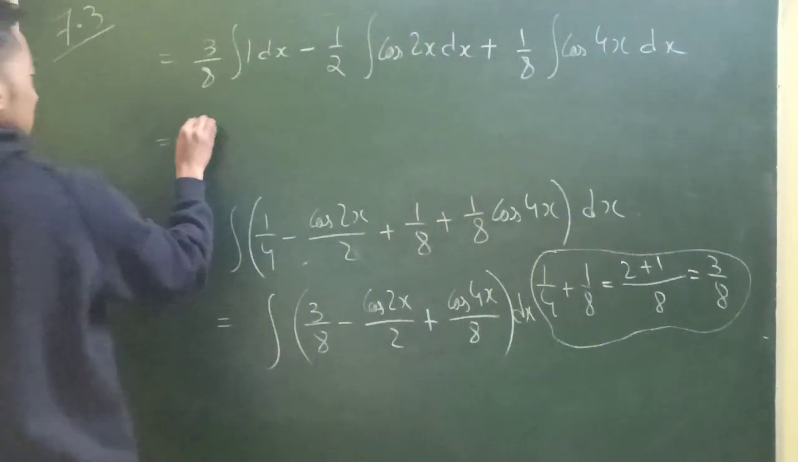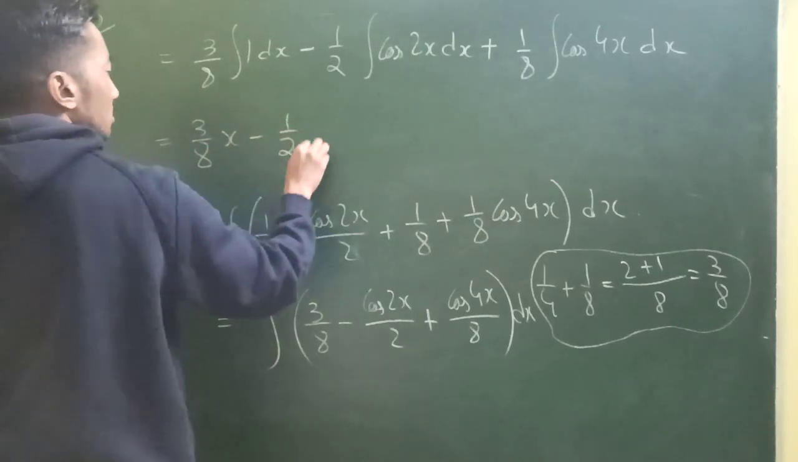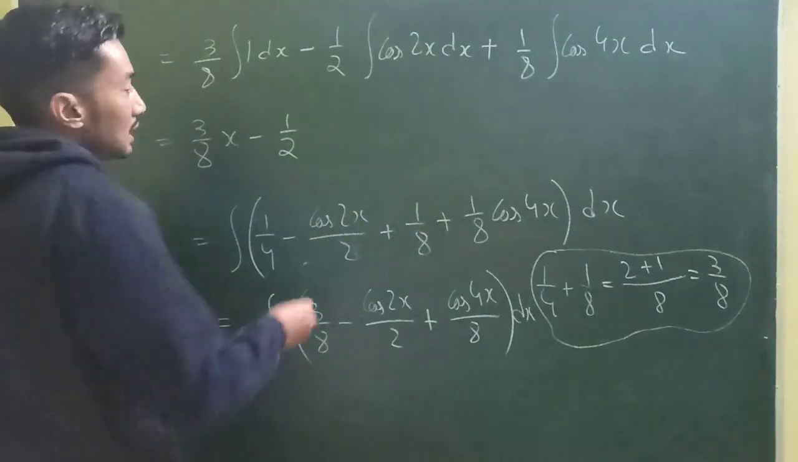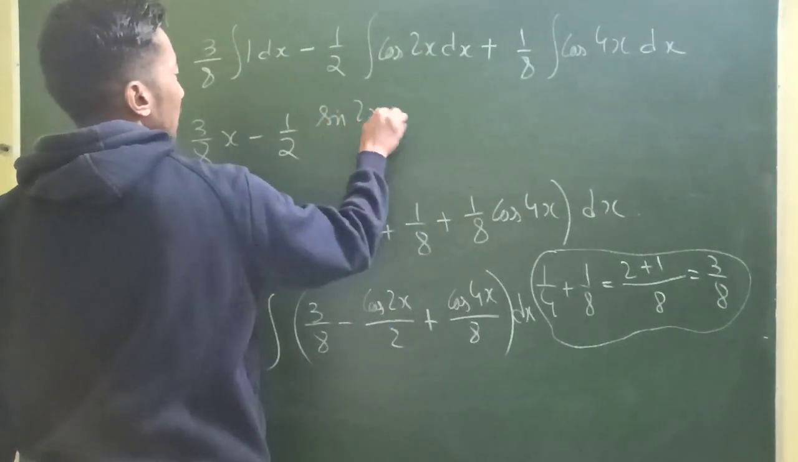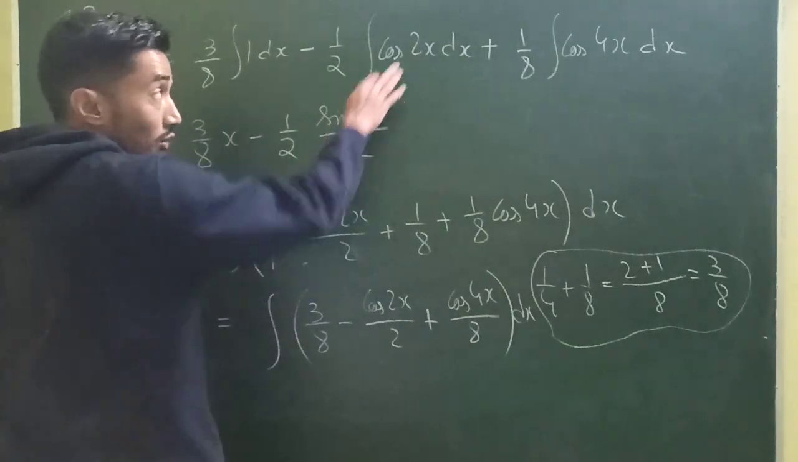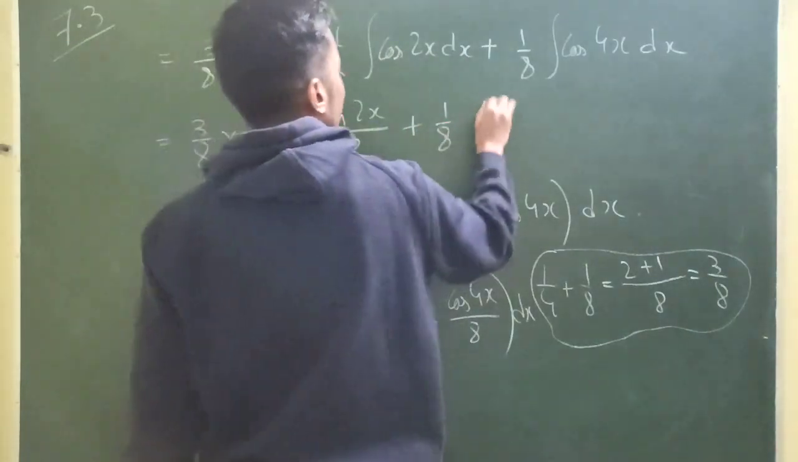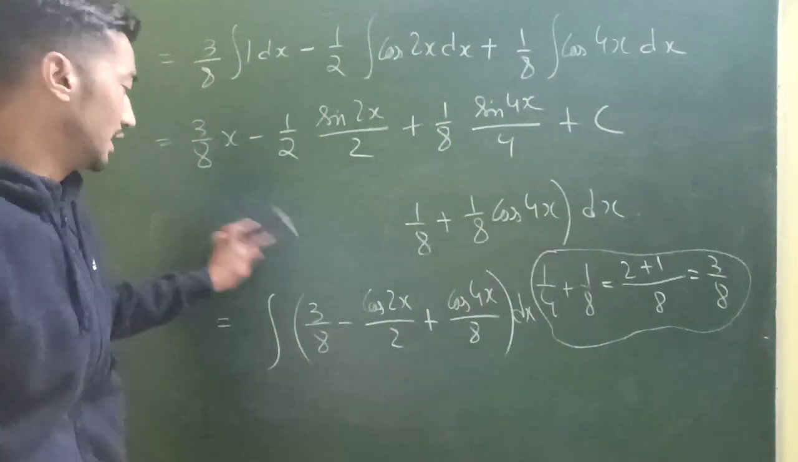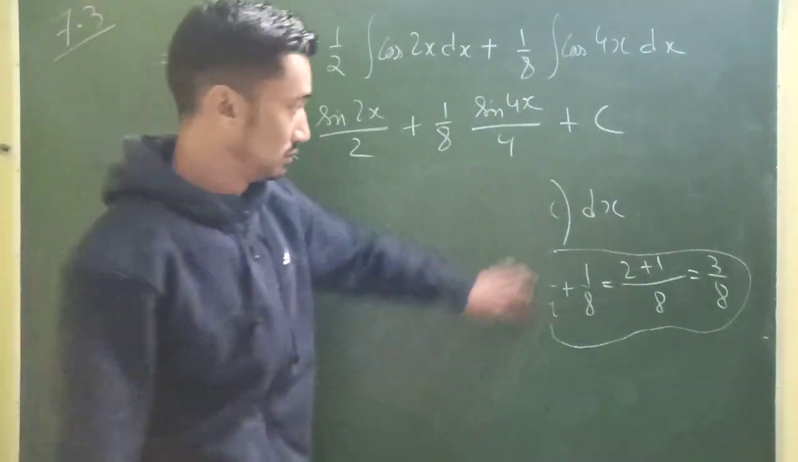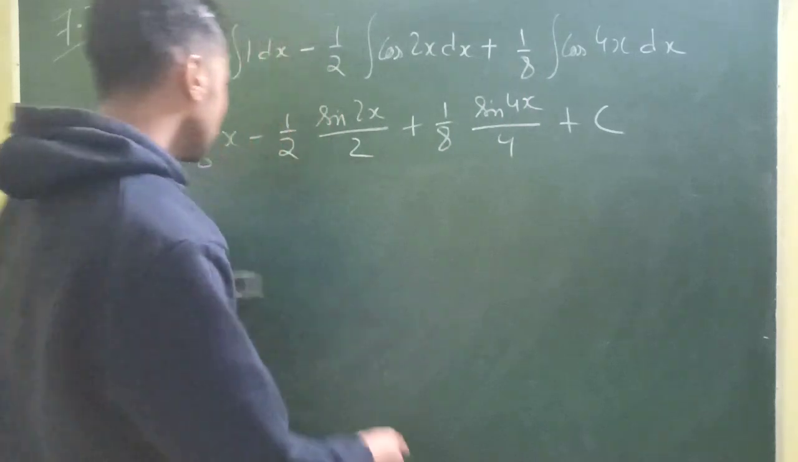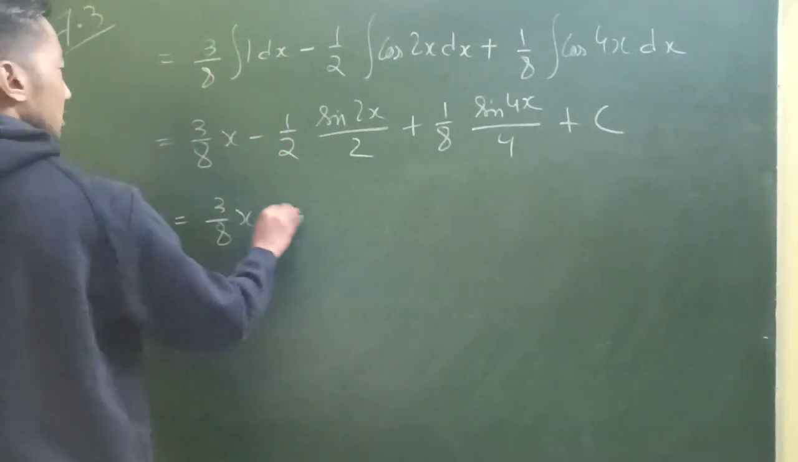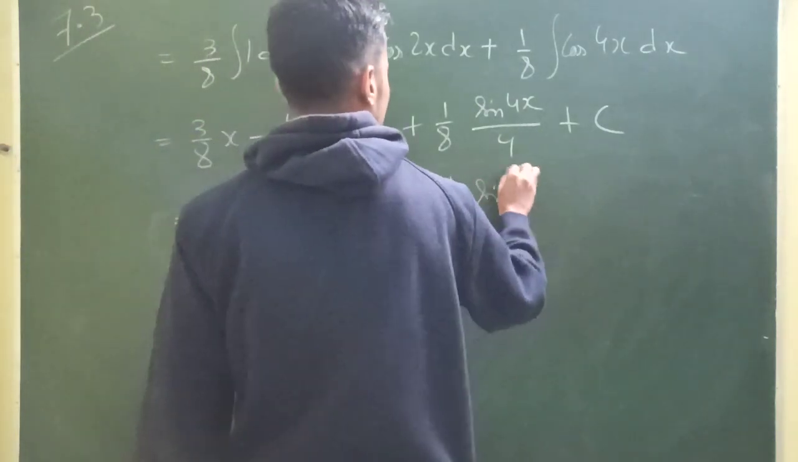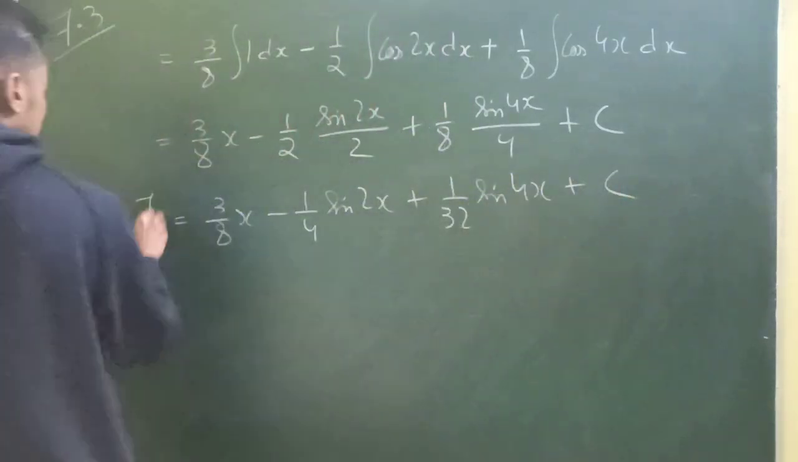Now let's integrate: 3 by 8 x minus 1 by 2 integration of cos x. Cos ax, substitution again. Cos ax integrates to sin ax upon a, no? A is the coefficient of the variable. Plus 1 by 8 sin 4x upon 4, plus C. So just arrange: minus 1 by 4 sin 2x, plus 1 by 32 sin 4x, plus C.